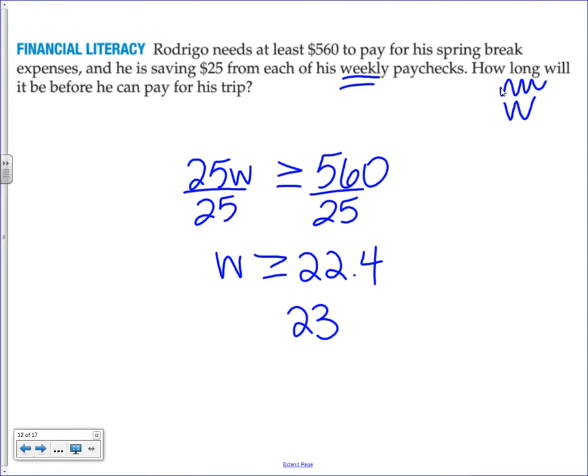What's up, Dalton? Okay, so can he only work 22 weeks and have enough money? He needs that 0.4, doesn't he? So it's going to have to go up to 23 because you can't just stop in the middle of the week and say, okay, I want my paycheck. Doesn't work that way. Okay. Everybody got a sentence written there? Yes? A couple more left here.